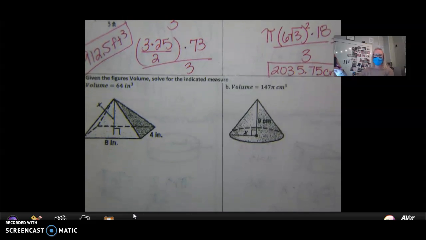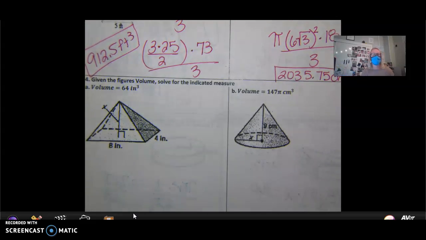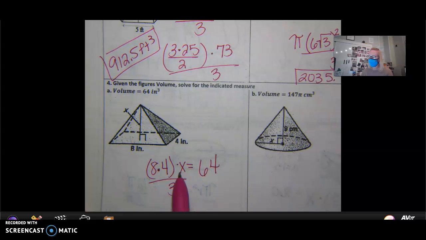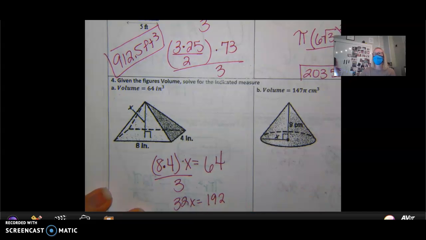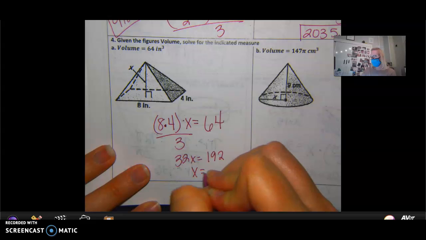Okay. Solve for what they're missing. I want you guys to try this real quick on your own. Base times height of the base times the height of the figure divided by 3 equals 64. So I'm going to multiply both sides by 3 and I get 32x equals, what is that? 6, 12, 18, 192, right? Hopefully. Divide by 32, what do you get for x?